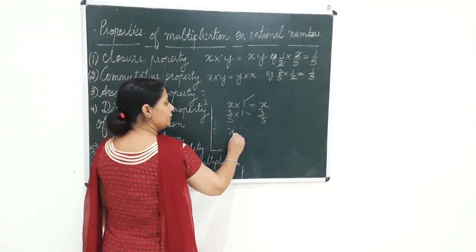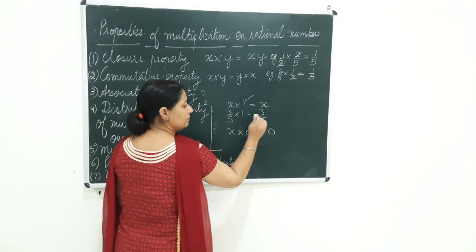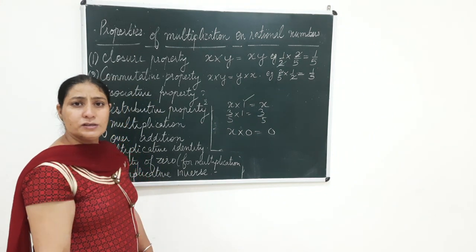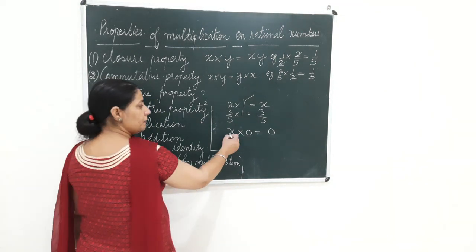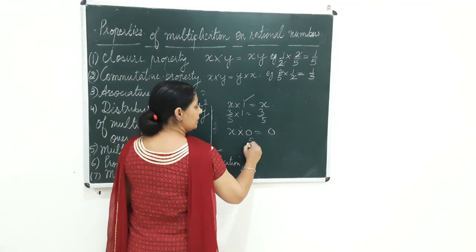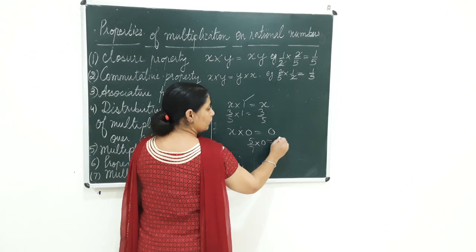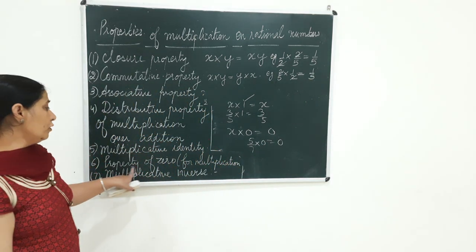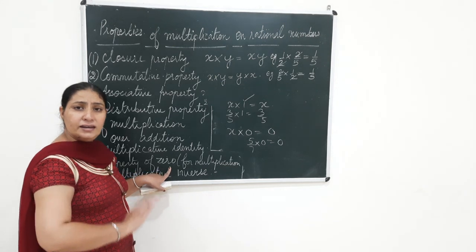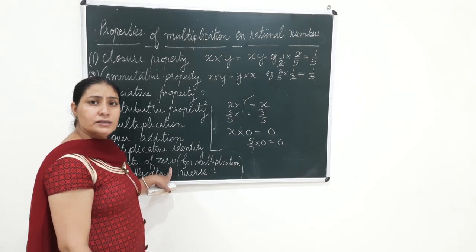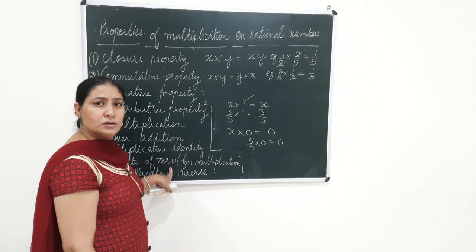What is the property of 0? You multiply any rational number with 0, the answer is always going to be 0. So x multiplied by 0 is equal to 0. 5 by 7 multiplied by 0 is also equal to 0. So this is the property of 0, that if you multiply any rational number with 0, the answer you will get will always be 0.